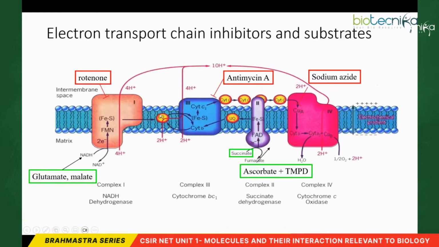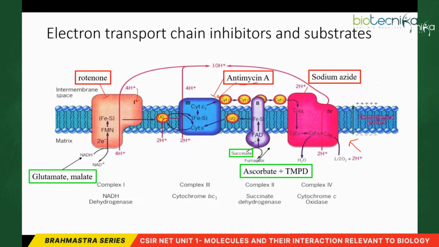Okay. So here we know that the electron transport chain has several components, complexes, and different inhibitors will inhibit at different complexes. Like rotenone will inhibit complex 1, antimycin would inhibit complex 3, sodium azide would inhibit complex 4, and cyanide and carbon monoxide will also be inhibiting complex 4.